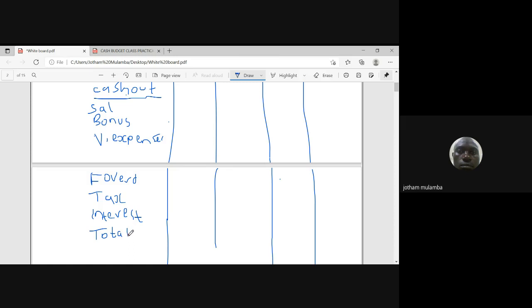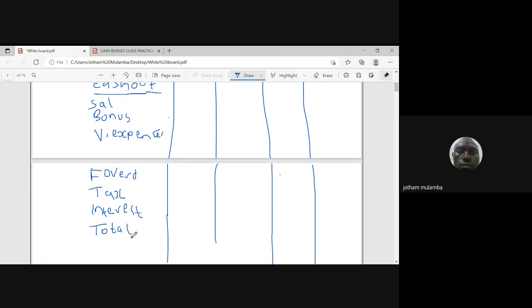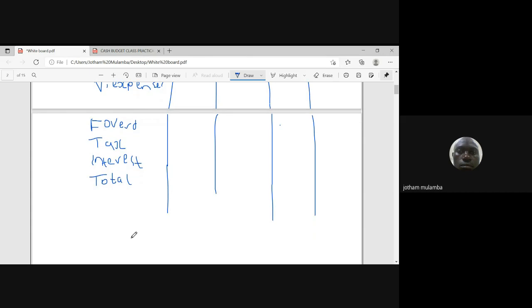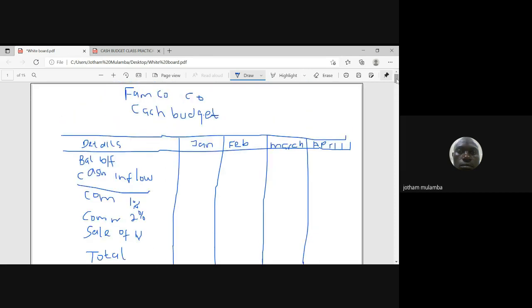Total. Then after we have recorded total, the last transaction will be balance carried down. Balance carried down. So let's now fill in our table and see how enjoyable it is. With the cash budget, when you get this question, this is usually 3 marks. You will actually appreciate the way we'll flow with it.